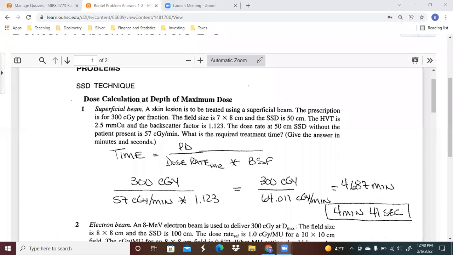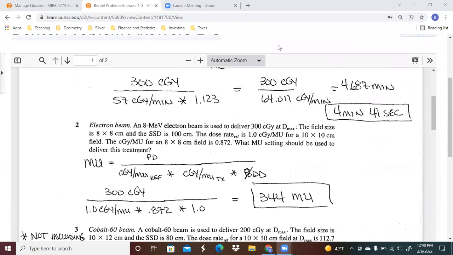Now let's go down to the electron beam and work through this one. We've got an 8 MeV electron beam, which I don't know if anybody ever actually uses an 8 anymore. I've heard of 6s and 9s, but not an 8. An 8 MeV electron beam is used to deliver 300 centigray at Dmax. The field size is 8x8. The SSD is 100. The dose rate is 1.0 centigray per MU for a 10x10 cm field. The centigray per MU for an 8x8 cm field is going to be 0.872. So what MU setting should be used to deliver the treatment?